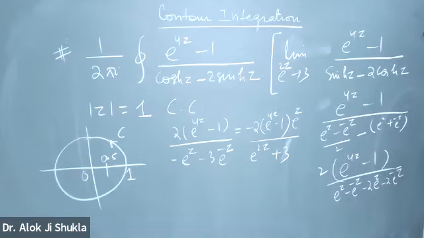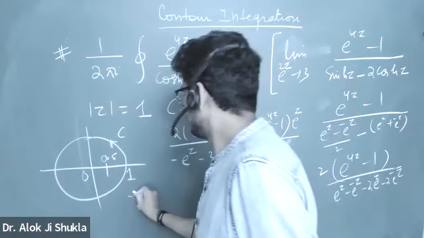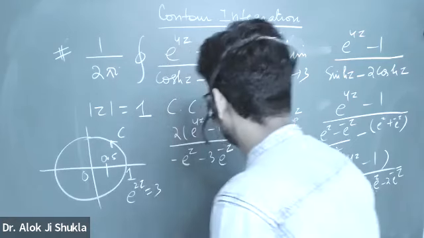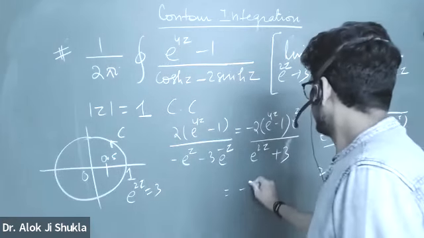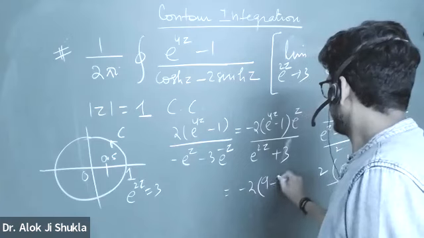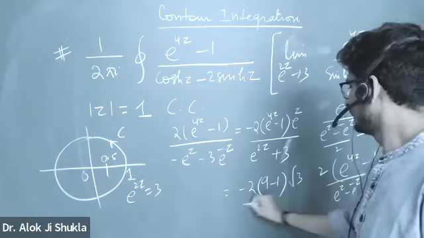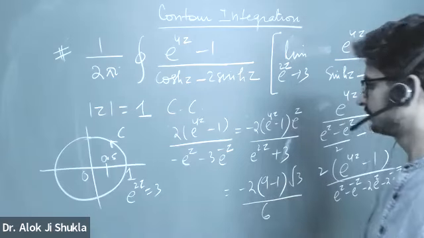Yes or no? Yes, sir. So what was e to the power 2z? It was 3. So it will become minus 2, 9 minus 1, root 3 upon 6.